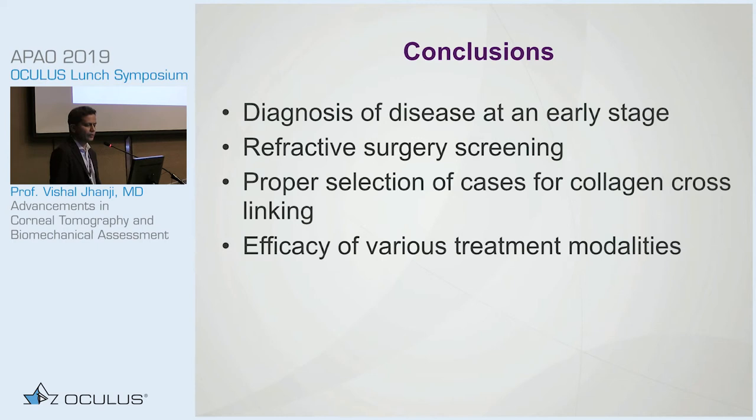So to conclude, Corvis does have a role in possibly diagnosing the disease at a very early stage. I must say that Corvis does not have a role in looking at the progression of the disease. So we still have to rely very much on the Pentacam and the ABCD that has been discussed nicely by Professor Belin. We do use Corvis, although this is not FDA approved yet.